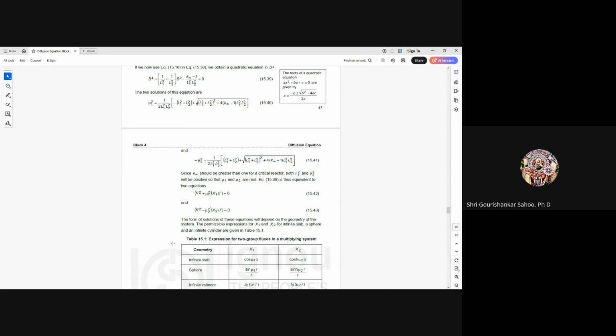Since k infinite should be greater than 1 for the critical reactor, both mu1 square and mu2 square will be positive, so that mu1 and mu2 are real. So you have del square plus mu1 square x1 is equal to 0 and del square minus mu2 square x2 is equal to 0. So this equation will depend on the geometry of the system. And the permissible expressions for x1 and x2 for infinite slab, a sphere and an infinite cylinder are like this.